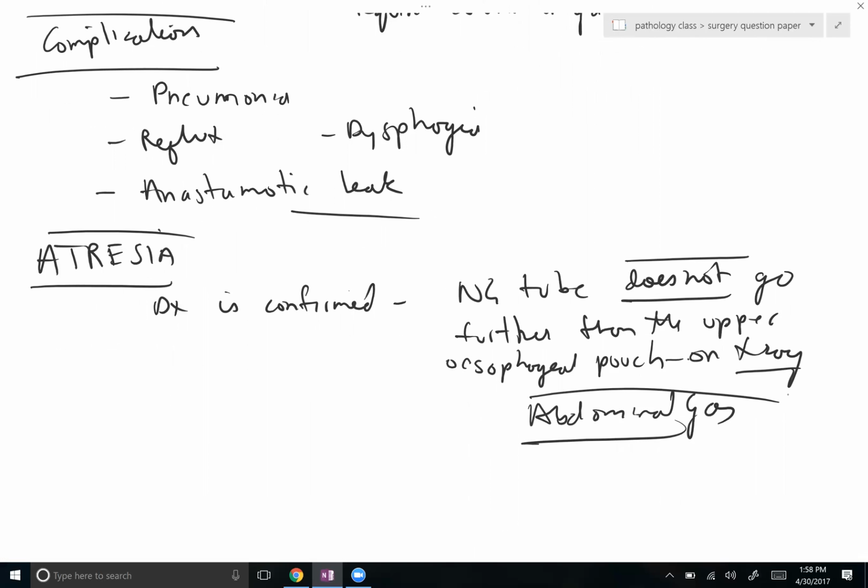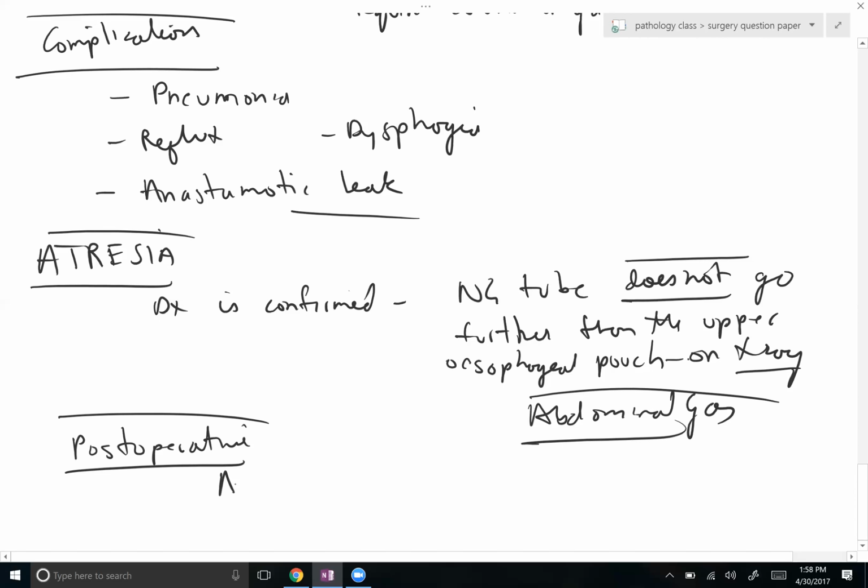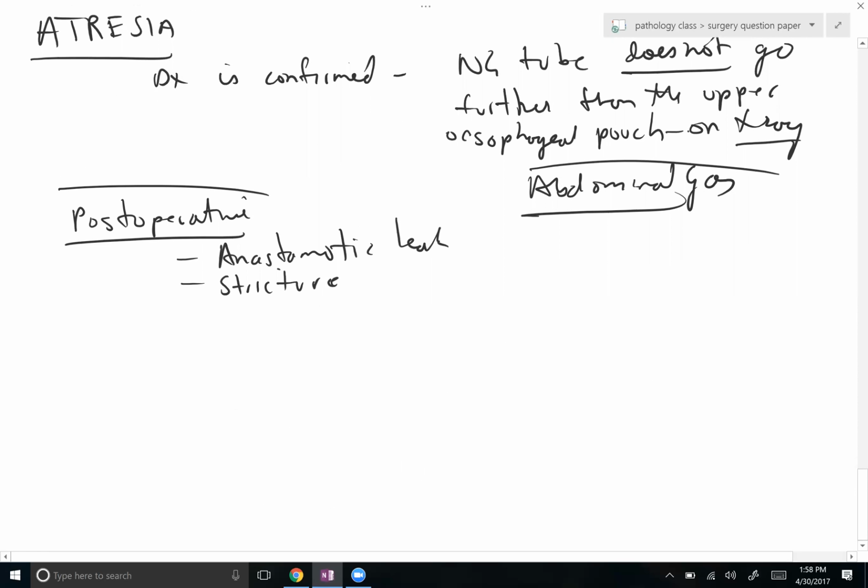Okay, and post-operative complications of this can again be asked. Post-operative complications are: it can lead to leak, anastomotic leak. We already studied that, I've already written down anastomotic leak. Next, it can lead to stricture. Stricture means narrowing of the anastomosis that we have done. Okay, and it can result in recurrent fistula formation.